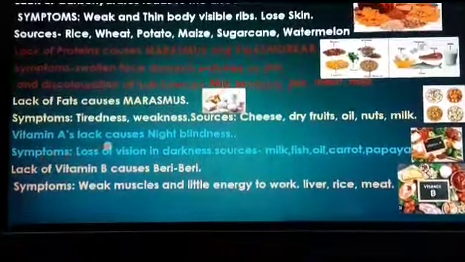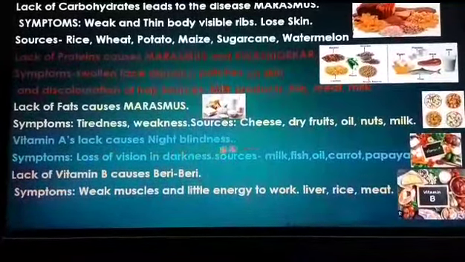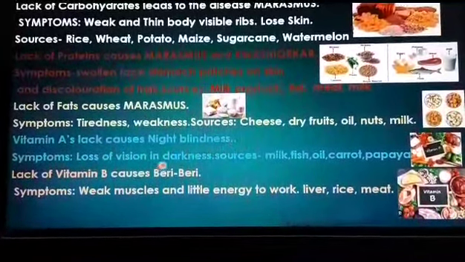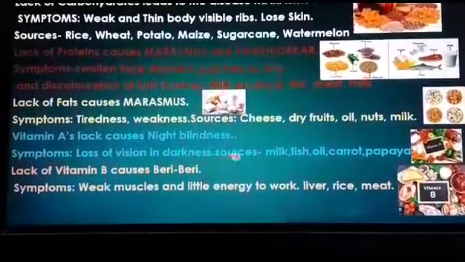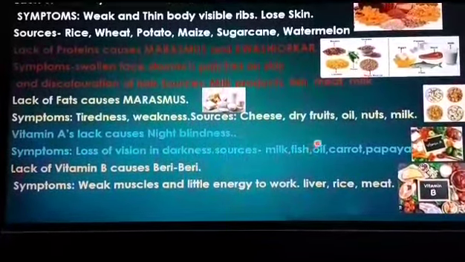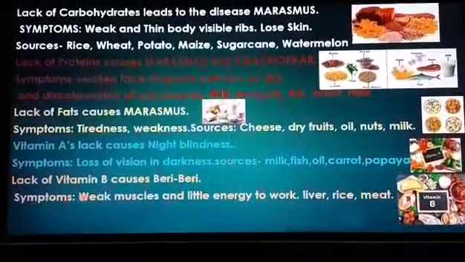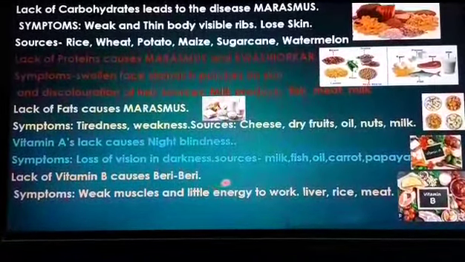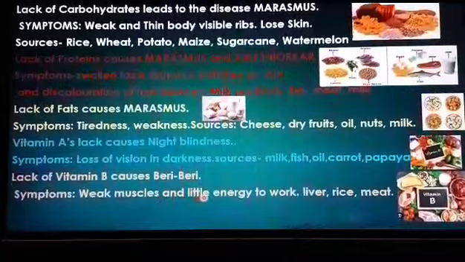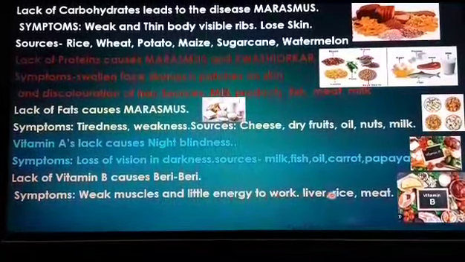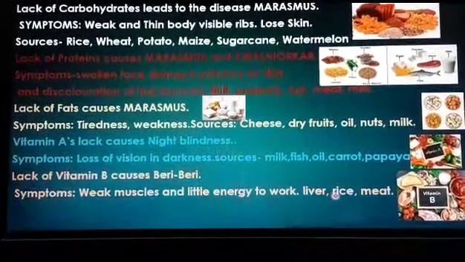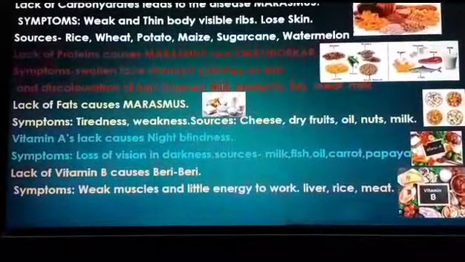Vitamin A's lack causes night blindness. Symptoms: loss of vision in darkness. Sources: milk, fish, oil, carrot, papaya. Lack of vitamin B causes beriberi. Symptoms: weak muscles and little energy to work. Sources: liver, rice, meat.